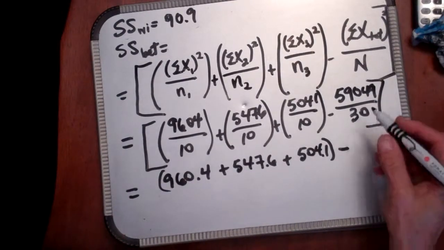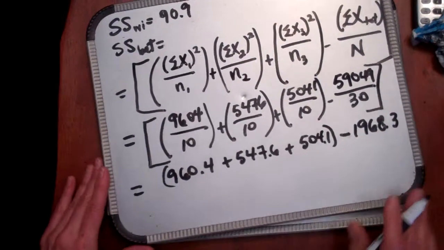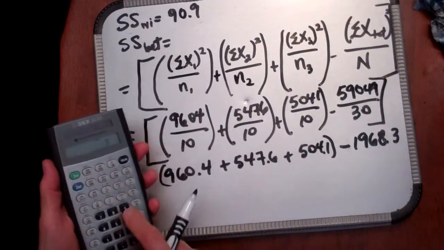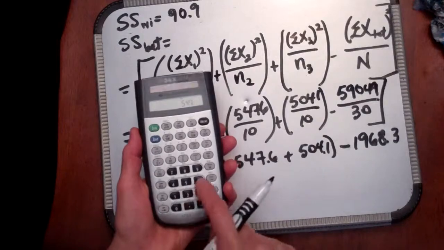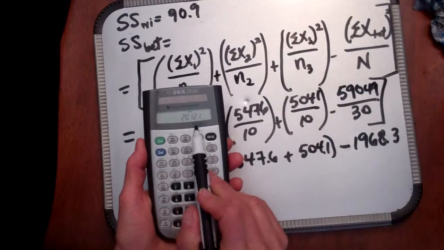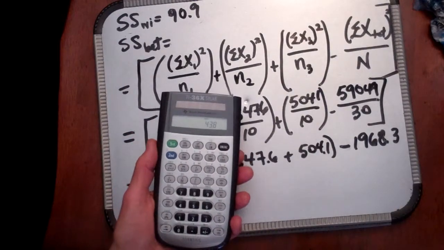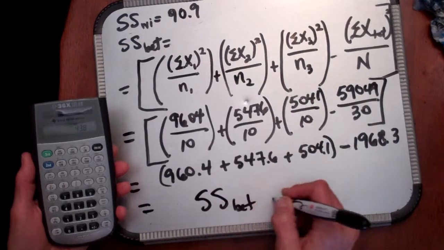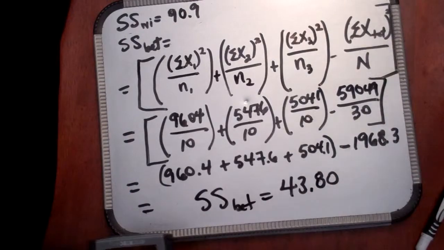Minus, let's go ahead and calculate that through. That's 1,968.3. All right, and let's just do this. 960.4 plus 547.6 plus 504.1, that's 2012.1 minus 1968.3, and you get 43.8. So sum of squares between equals 43.80. All right, again, not so hard.